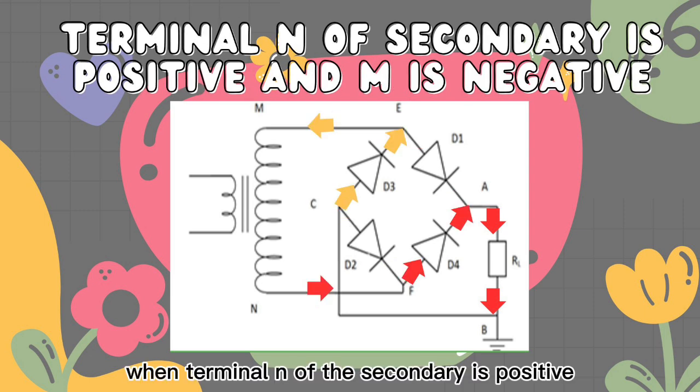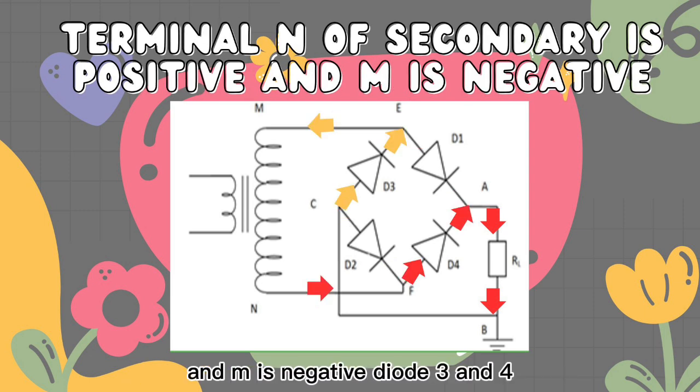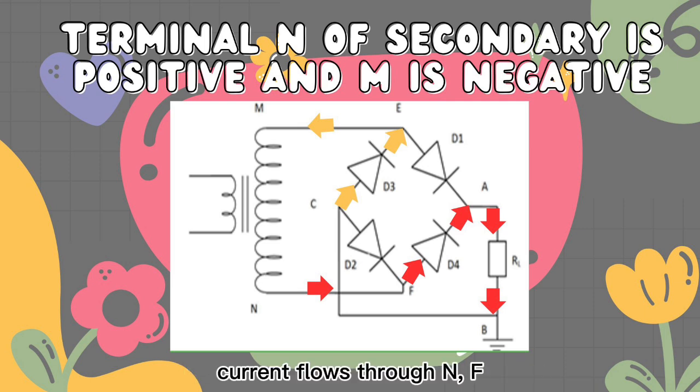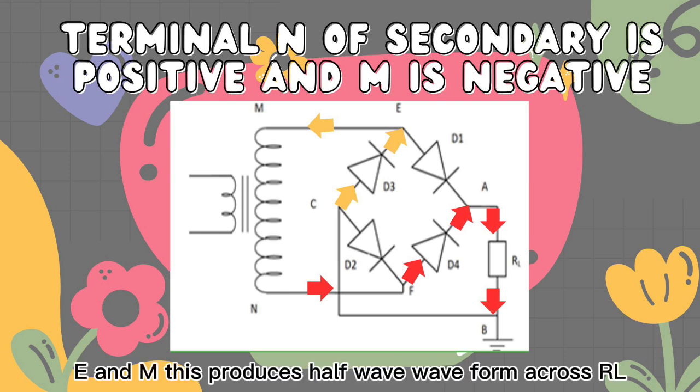When terminal N of the secondary is positive and M is negative, diodes 3 and 4 become forward biased and diodes 1 and 2 become reverse biased. Current flows through N, F, D4, A, RL, B, C, D3, E and M. This produces a half-wave waveform across RL.